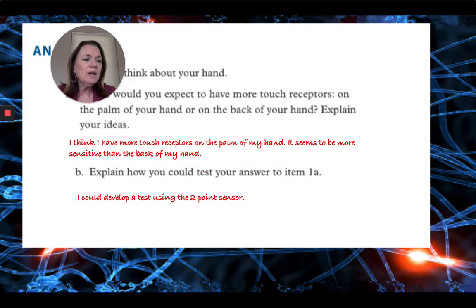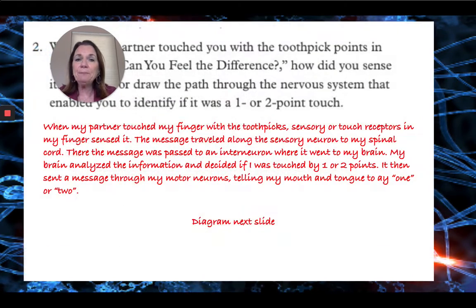All right, when your partner touched your hand, let me go back. Look at your hand. Where would you expect to have more touch receptors, on the palm or the back of the hand? I think I have more touch receptors on the palm of my hand because it seems to be more sensitive than the back of my hand. And I could test that by using the 2-point sensor that I made for the lab.